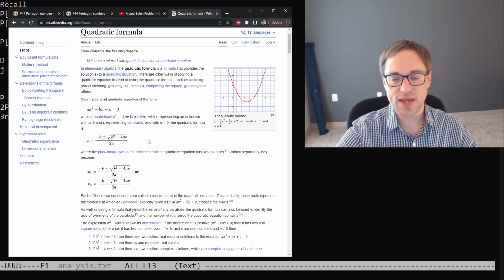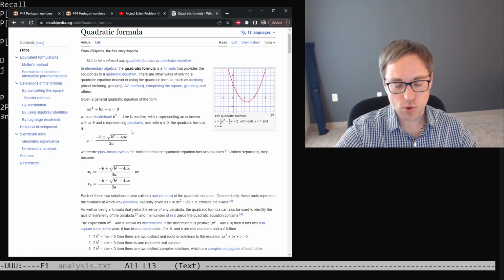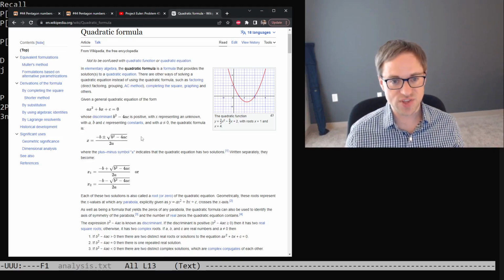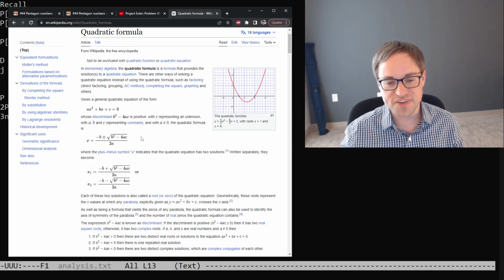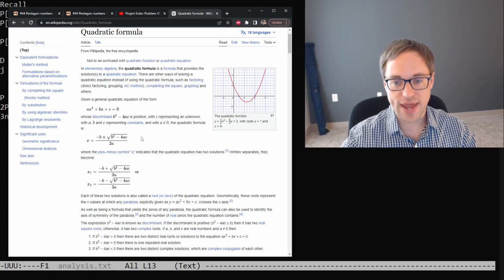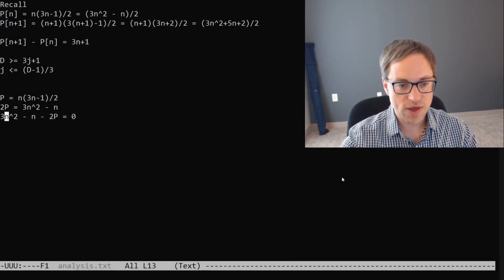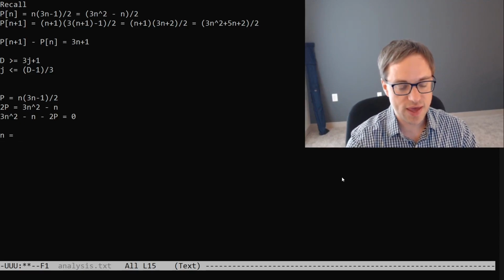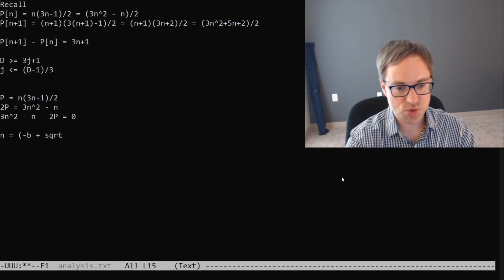That would give us a negative number, at least in our case. Since we know that our index is not going to be negative, there's no such thing as negative pentagonal numbers, we can ignore that case. Okay, so for reference, let's copy that over here. We're going to say n is equal to minus b plus the square root of b squared minus 4ac all over 2a.